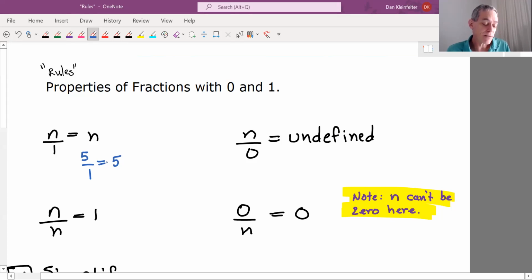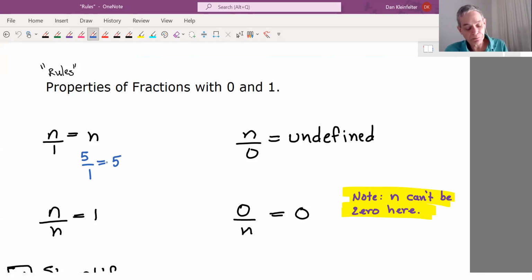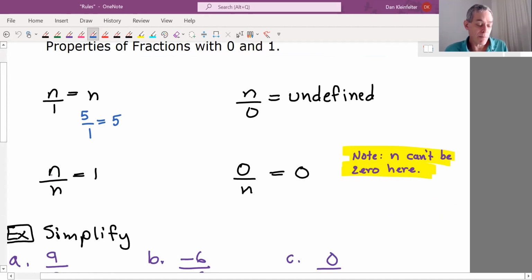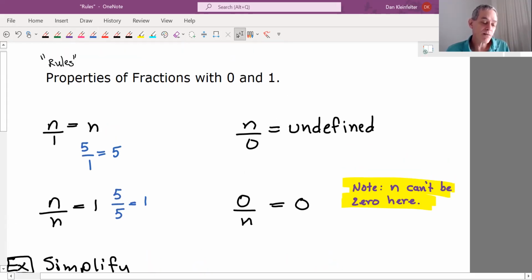If you have 5 of something and you leave each of them whole, that is, each one is divided into one piece, then you're going to still have 5 pieces. Okay, a number divided by itself is going to equal 1. If you have 5 of something and you divide those 5 into 5 equal parts, then you're going to get 1.